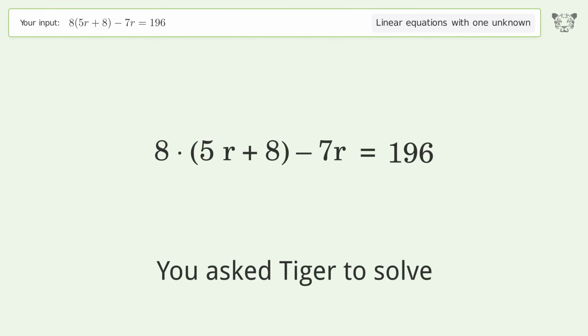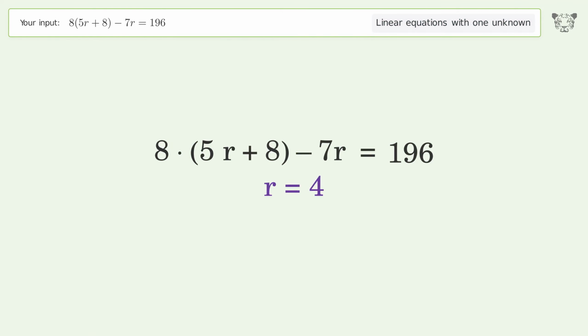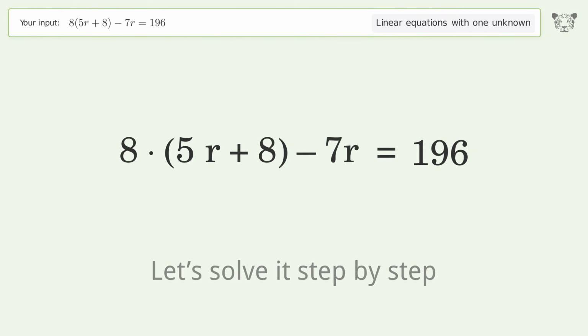You ask Tiger to solve this. This deals with linear equations with one unknown. The final result is r equals 4. Let's solve it step by step.